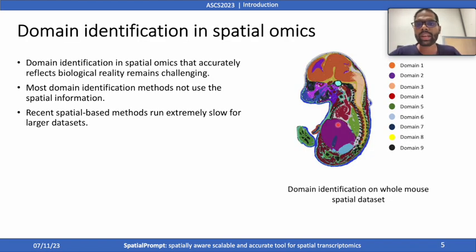Another area I would like to mention in this spatial transcriptomics pipeline is domain identification. Let's say you have your sample and you obtain the spatial transcriptomics data. Now you want to know what the major domains are.